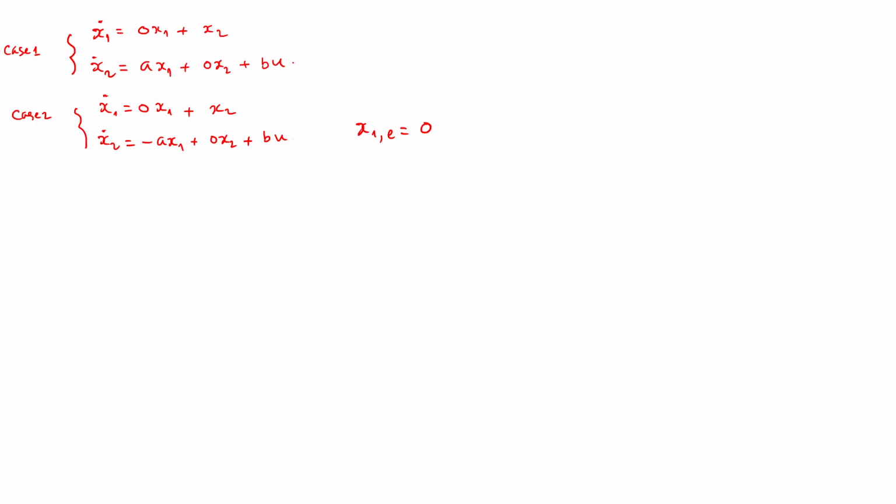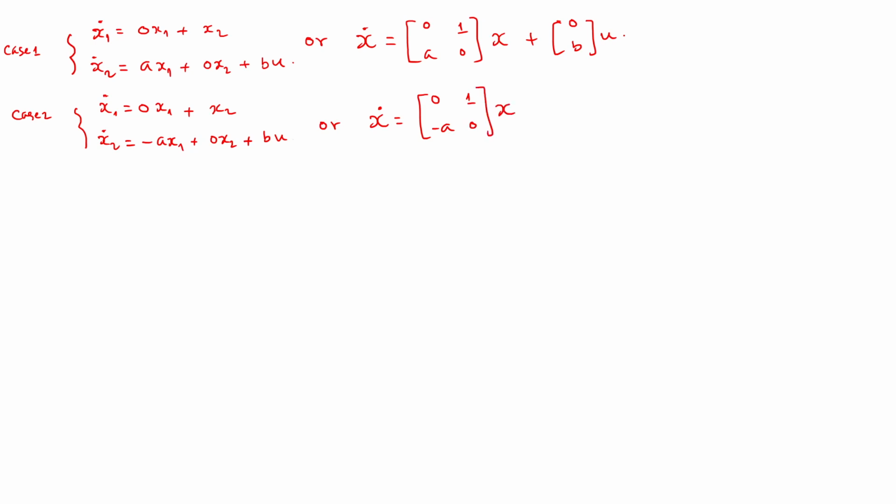Let me write it in matrix form. Matrix A here is 0, 1, a, 0, times H, plus 0, b, times U. And for this one, H dot equal to 0, 1, minus a, 0, times H plus 0, b, times U. So you look at here, a is positive.